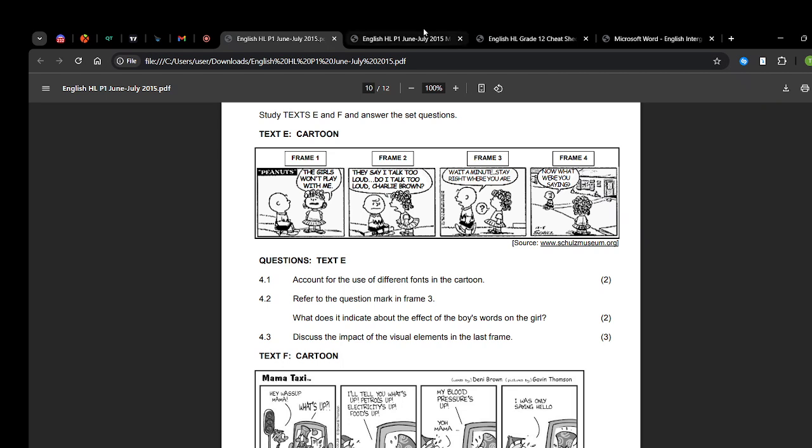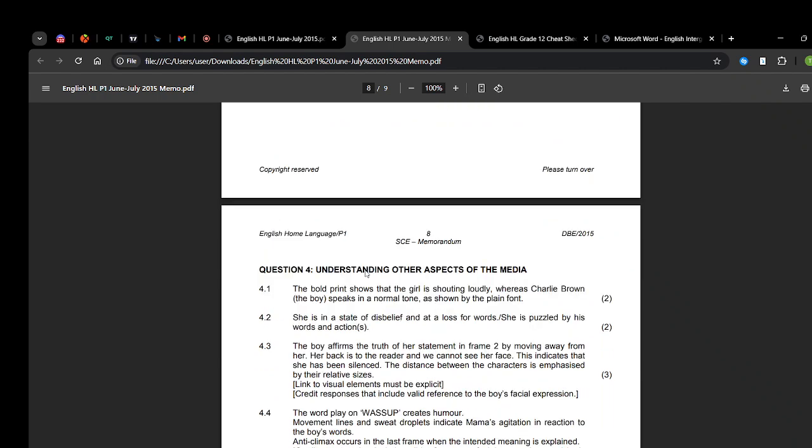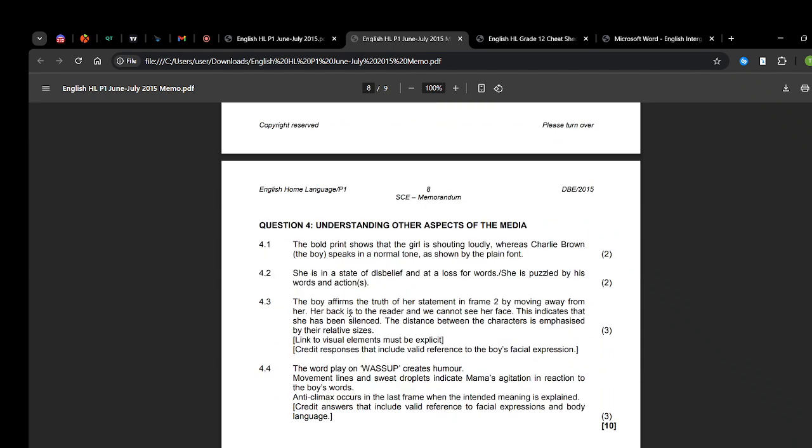Okay, let's check the memo here. Let's tidy up this cartoon, then we can check the language. Was that 4.3? So check here. The boy affirms the truth of a statement in frame 2 by moving away, like somebody said, distance, moving away from her, basically proving the boy right.